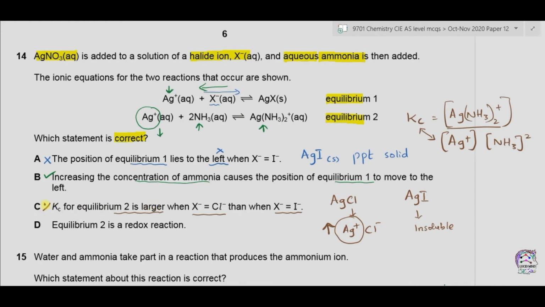So C is incorrect. Option D, equilibrium 2 is a redox reaction. In a redox reaction, oxidation and reduction occur. As we can see, the charges on the elements have not changed. Silver is still Ag plus, nitrogen is still -3 on the reactant and product end, and hydrogen is +1. So there is no change in oxidation state, so D is incorrect. The answer is therefore B.